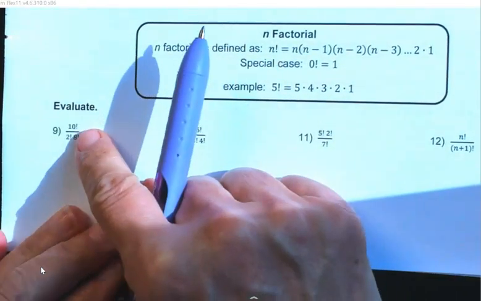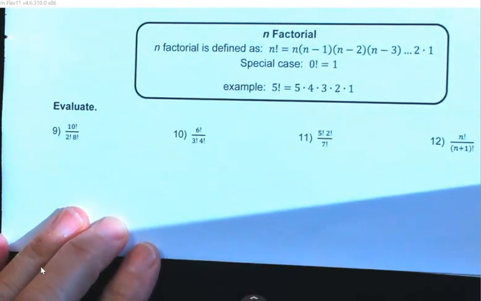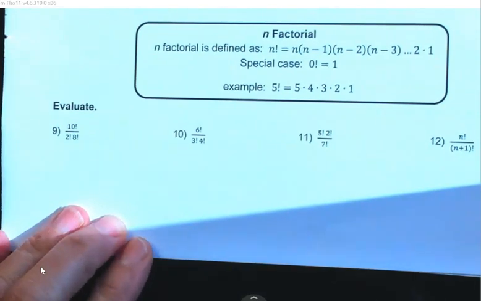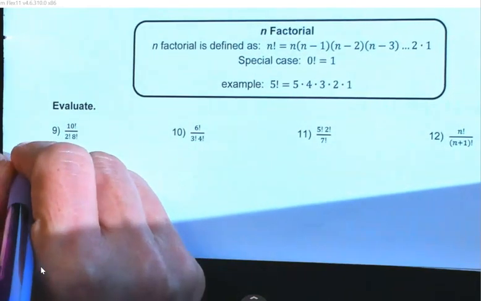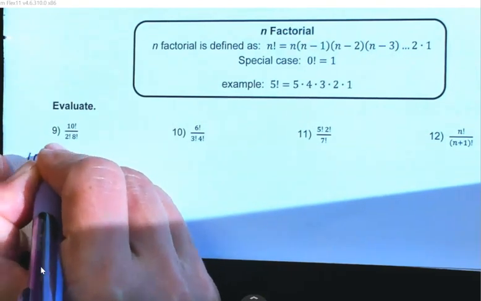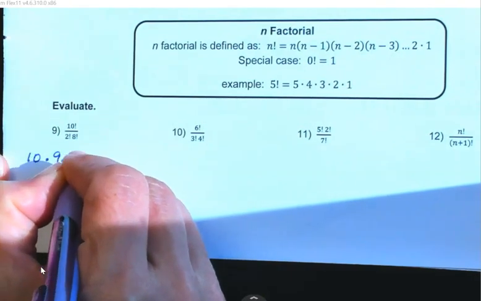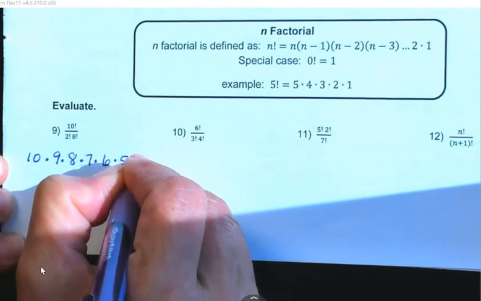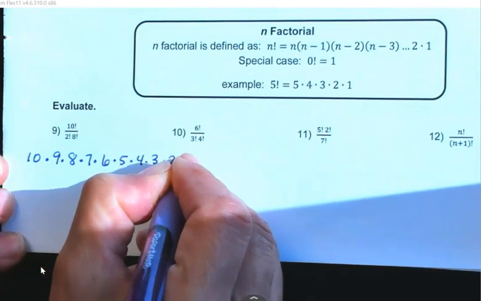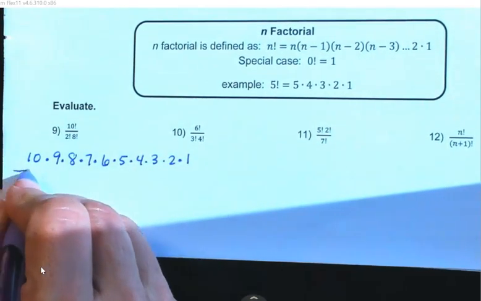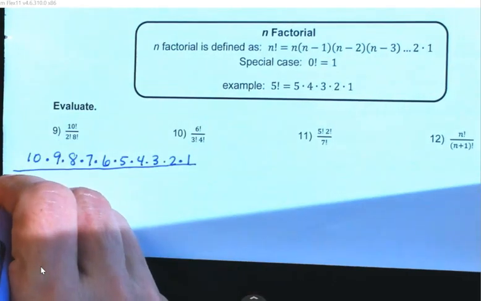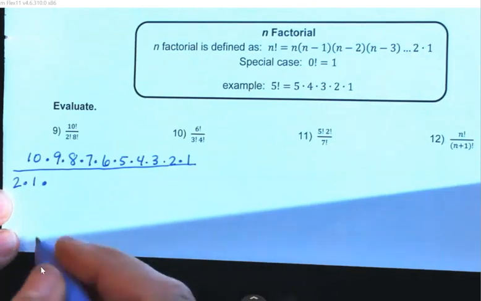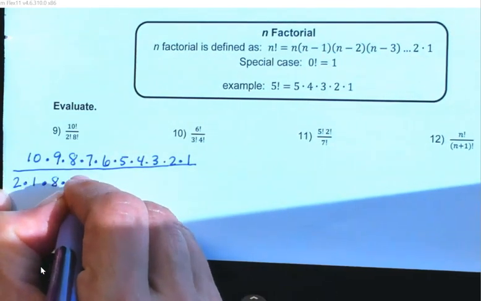All right, so here's what factorial is, guys. On number 9, the top where it says 10 factorial, it is literally 10 times 9 times 8 times 7 times 6 times 5 times 4 times 3 times 2 times 1. So let's go ahead and expand it out. So the numerator is going to look like this. The denominator is going to be 2 factorial, which is 2 times 1, times 8 factorial, 8 all the way down.